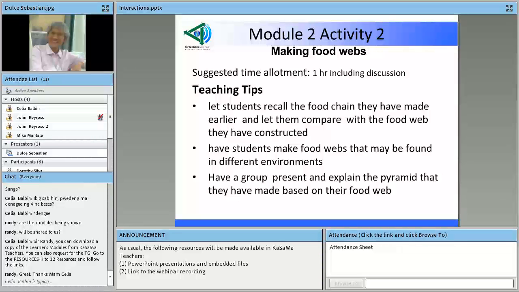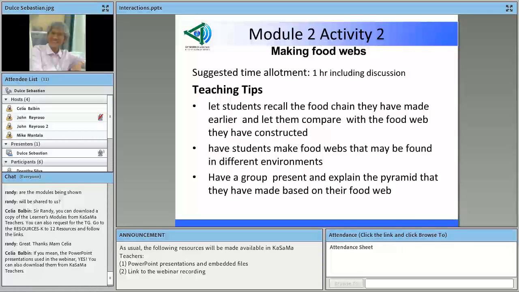Have students make food webs that may be found in different environments, because there is only one example there. So when they have already gotten the idea of what a food web is in one kind of environment, then you can ask them to construct another food web that occurs in a different environment.